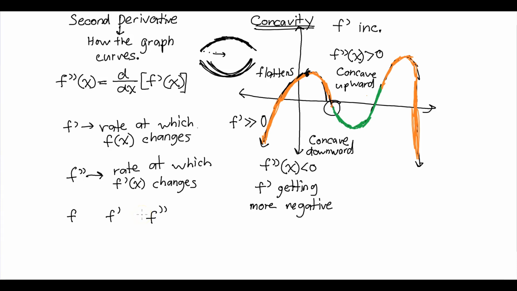Draw f prime, and f prime prime. So f prime and f are related by the actual value of f and the slope. F prime measures the rate at which f is changing, whether f is increasing or decreasing.